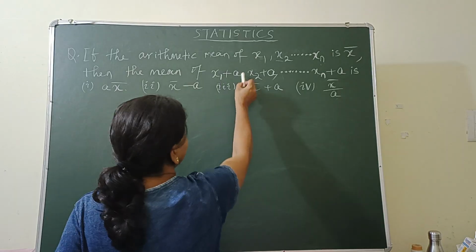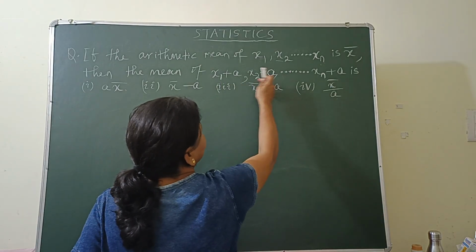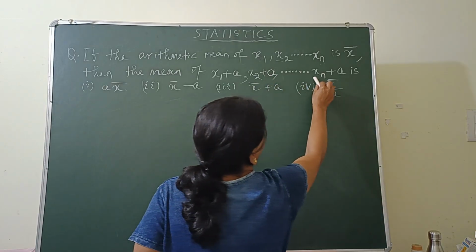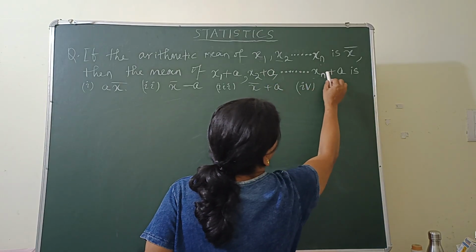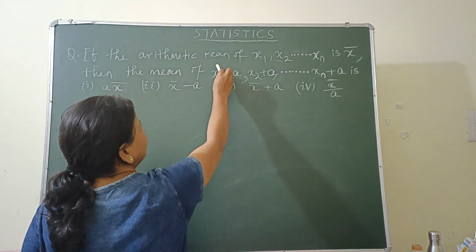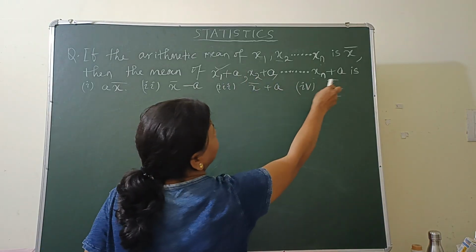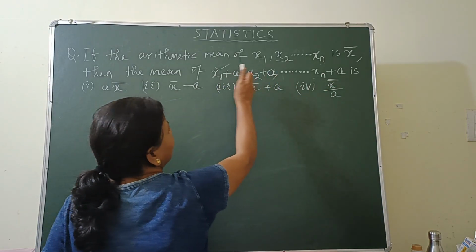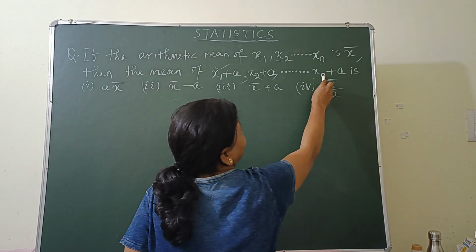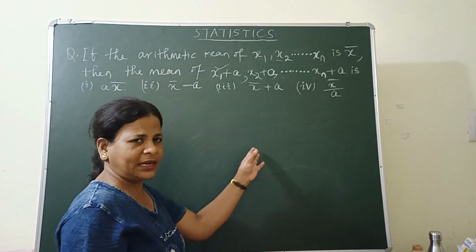Here also you see x1 plus a, this is one term. Another term is x2 plus a, this is one term. Like this up to how many terms? xn plus a. A is added to each term, but how many terms are there? A is common. It is added to all the terms, but how many terms are there? From x1 it starts and at xn it ends. That means there are also n terms in this data.